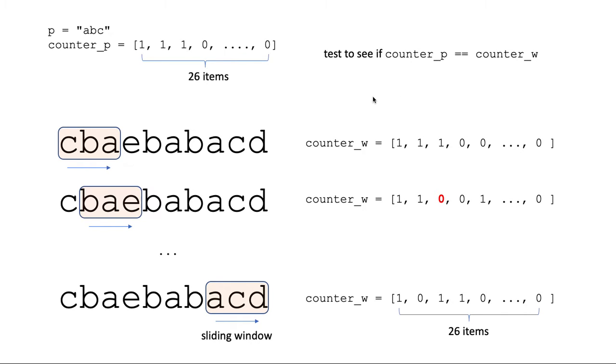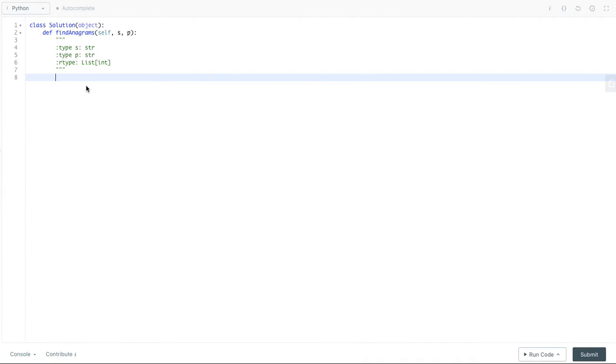Most importantly, as we slide the window forward toward the end of the string, a character that is exiting out of the sliding window must be removed from the counter for the sliding window. For example, this character C must be removed in this counter, so from 1 to 0. With the background introduced, now let's write the code.